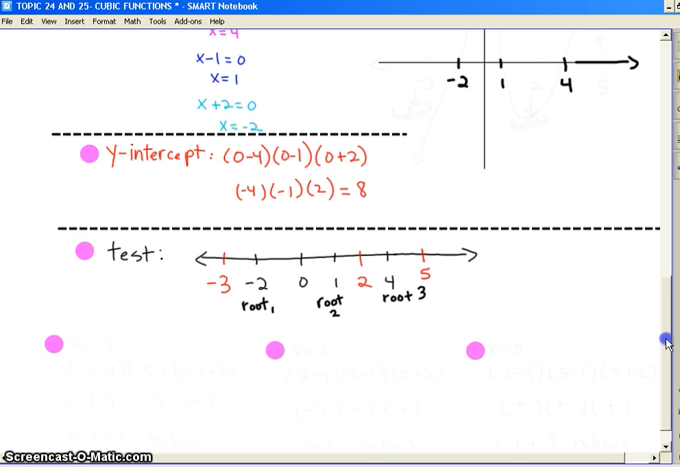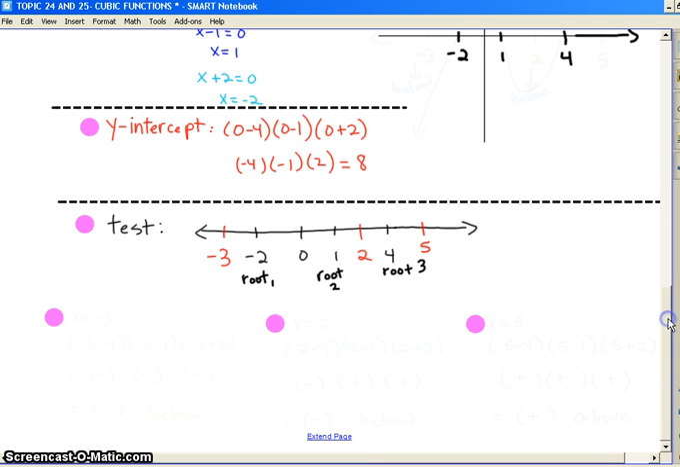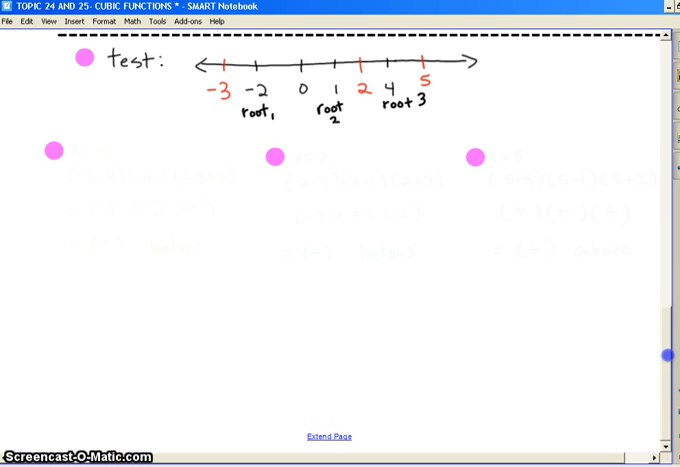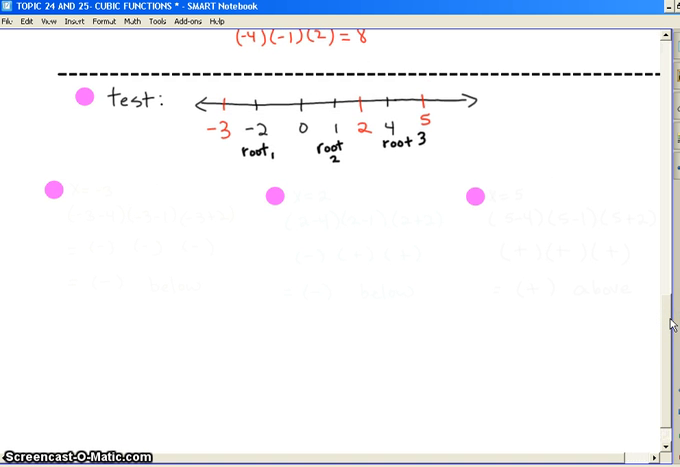Just make a number line there. Your roots are negative 2, 1, and 4. So if I pick a number to the left of negative 2 and plug that back into the original function, I'm going to determine if it's positive or negative. I don't care what the number value is. I just want to know whenever I go over to negative 3 for x, am I going to go up for y or down for y in my ordered pair?